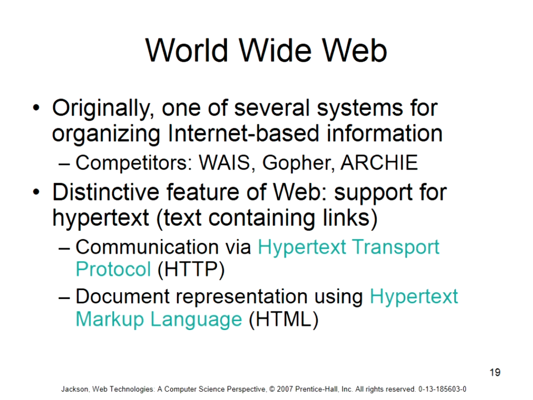There are many other systems like WAIS, Gopher, Archie, etc. But the distinctive feature of the web is support for hypertext, that means text containing links. The communication of the web is via Hypertext Transfer Protocol, and the document representation uses Hypertext Markup Language. Is the difference between web and internet clear?